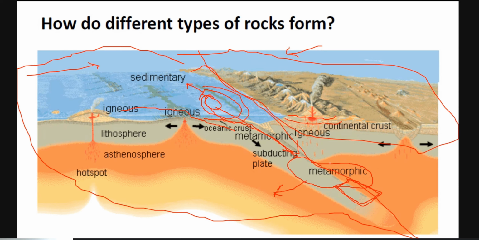When these rocks go into more depth as the plates move, this is the denser plate and this is the lighter plate. As the plate continues to move, it subducts downwards and the temperature and pressure increase further. Then after a certain time the rock will melt.